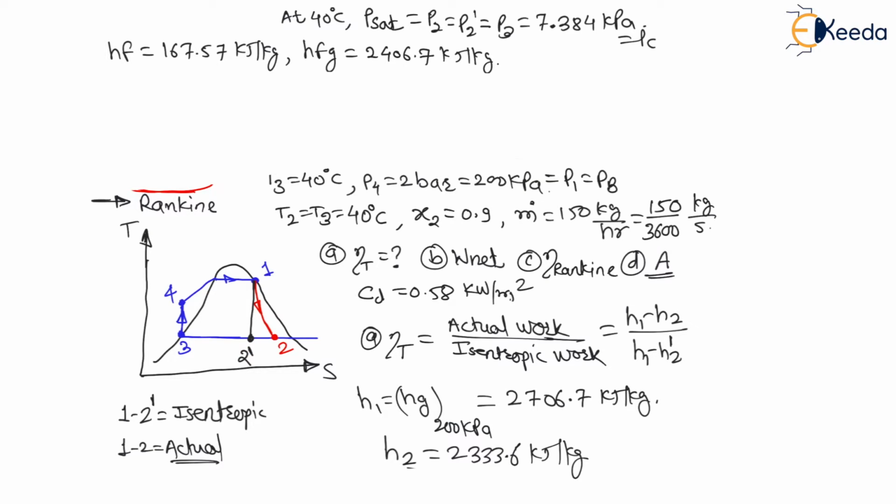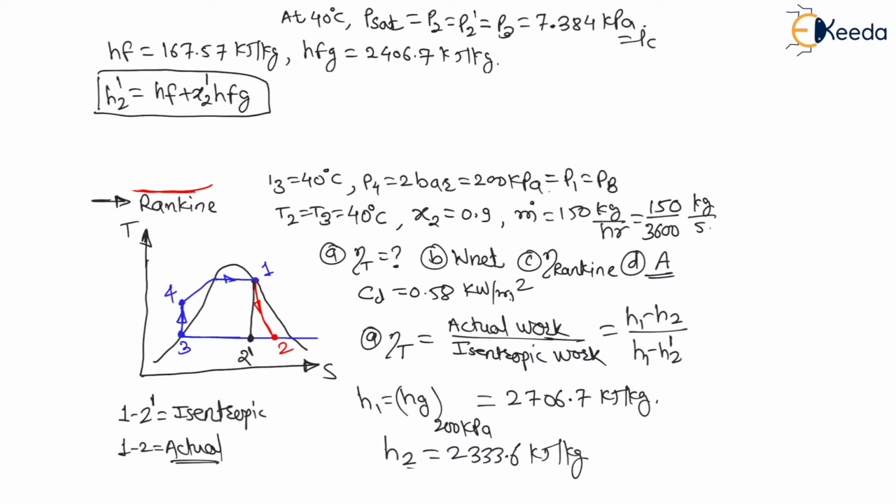We have one formula. This H2 dash will be equal to HF plus X2 dash HFG, and all these values we have to check at 2 dash point, and 2 dash is nothing but 40 degrees Celsius. T2 is equal to T2 dash is equal to T3, 40 degrees Celsius. At 40 degrees Celsius, we have already written the HF and HFG values, but only X2 dash we have to calculate. So let us solve for this X2 dash.